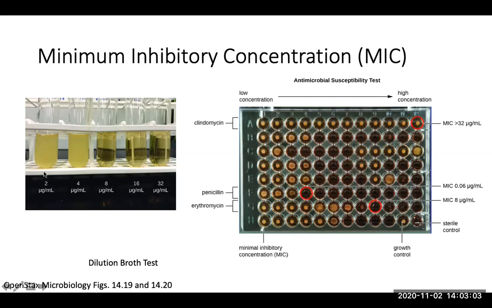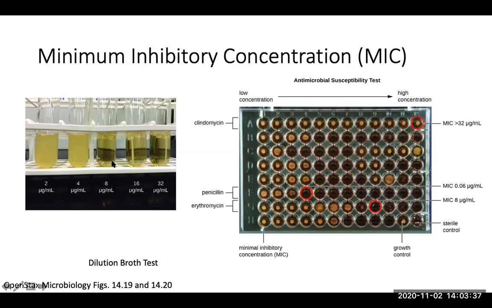On the left here, these are just test tubes in the lab where the same amount of bacteria was put into each test tube, but then an increasing concentration of drug was added to each tube. So this tube has 2 micrograms per milliliter, then 4, then 8, 16, and 32 in the tube in the far right. And you can see just with your eyes that this lower concentration tube is very cloudy. And as you go up to 4, it's maybe a little bit less cloudy.